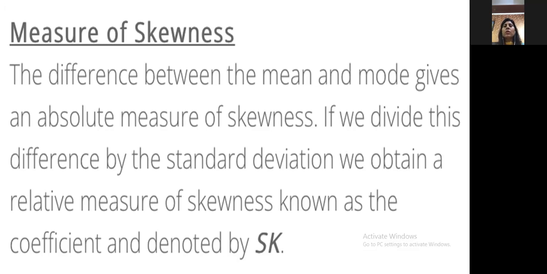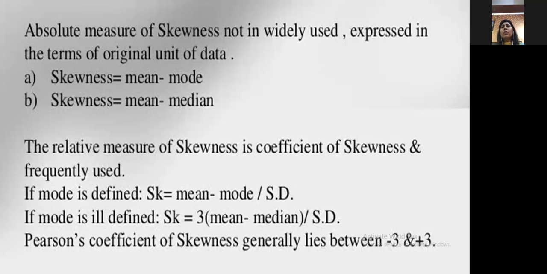In absolute measure of skewness, we study only the difference of the mean and mode, the two measures. We can also take the difference of the median. And when we divide this difference by standard deviation, we call them relative measures. In this slide, you can see that absolute measure of skewness is not widely used. Generally, we use relative measures of skewness because the standard deviation is also included here and more accuracy comes.